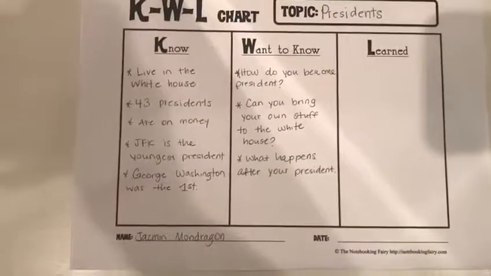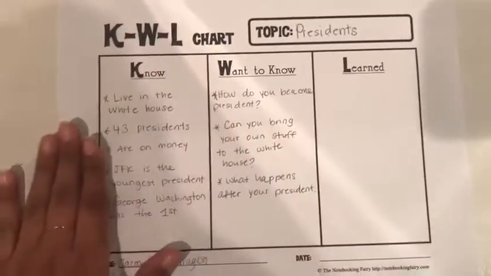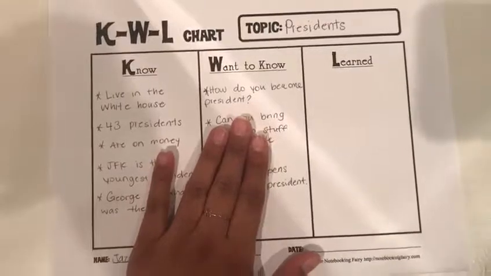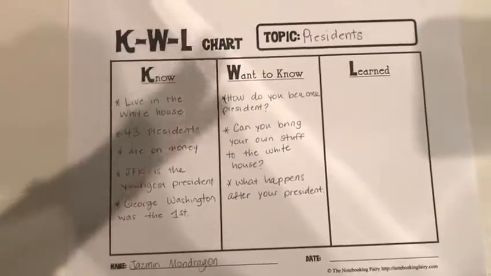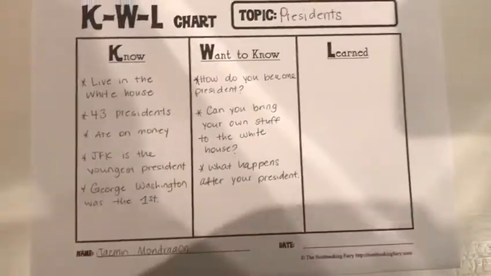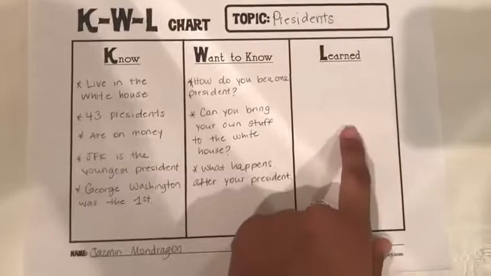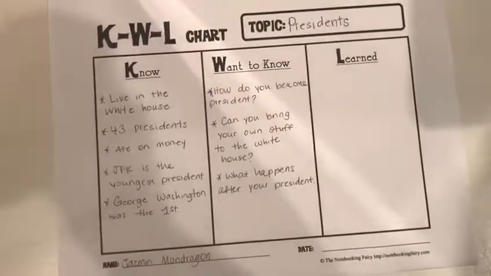What exactly happens? So this part I left blank because obviously after they fill out the K and the W, we'll go over the lesson, read the lesson, and do whatever research they have to do, and then they'll go back in and fill out everything that they've learned. So yeah, that's pretty much it.